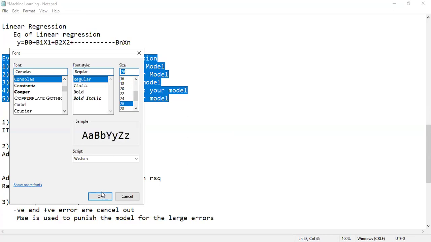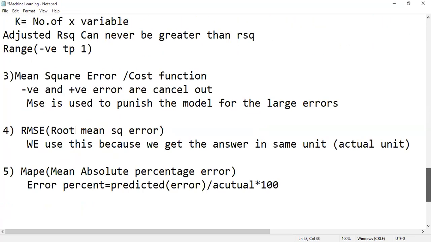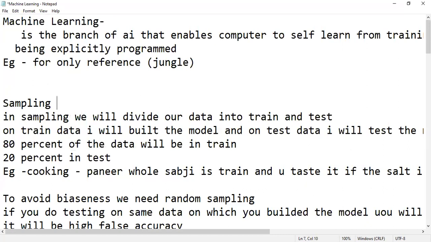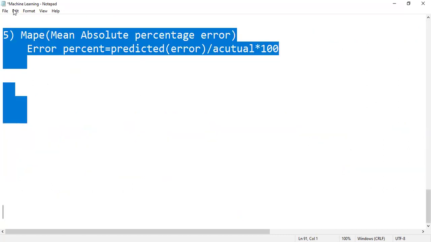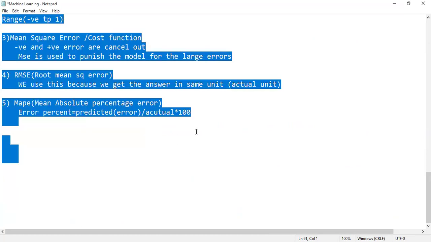So these are the most important points. I will write it down here: most important points.